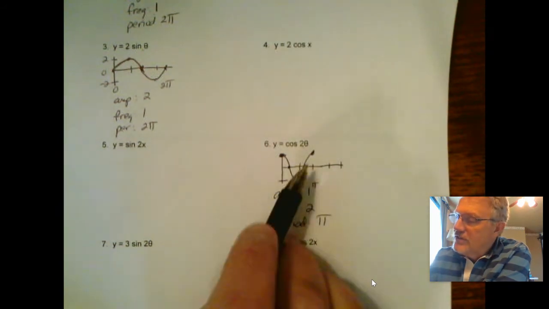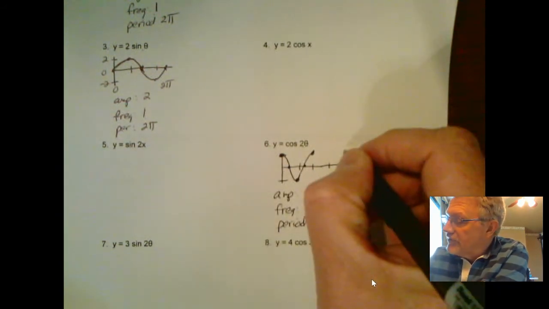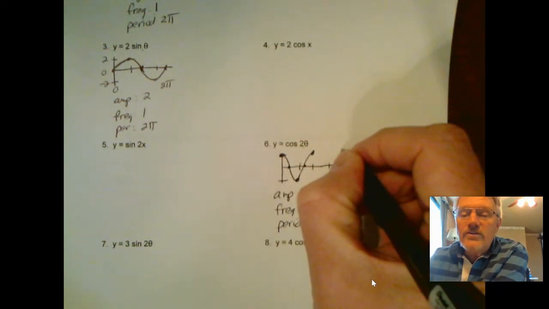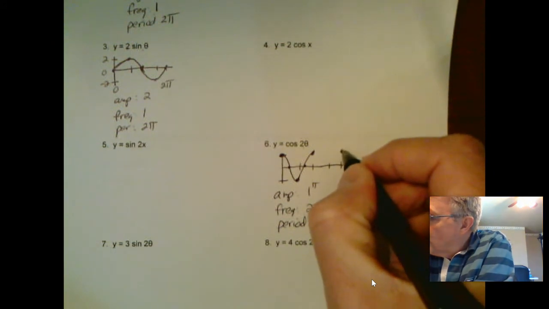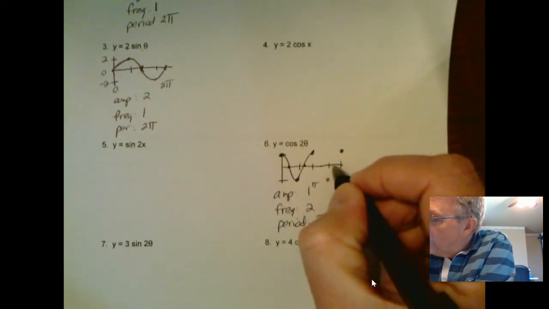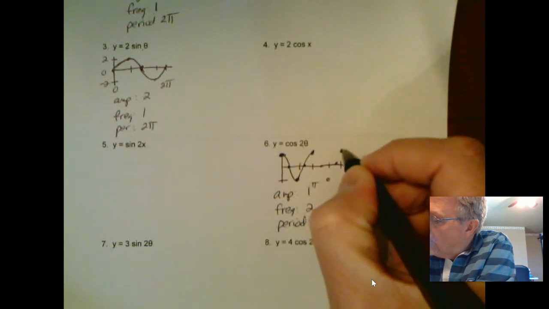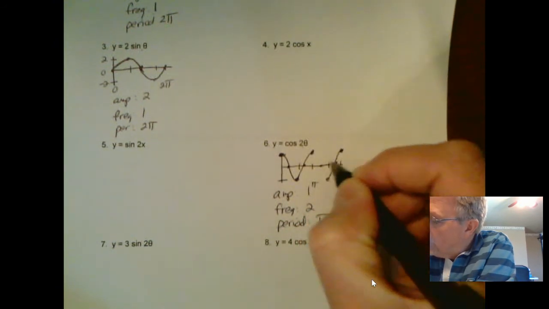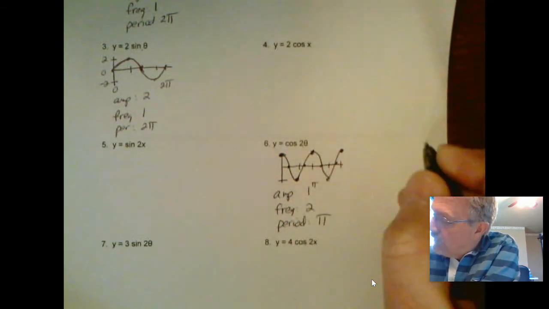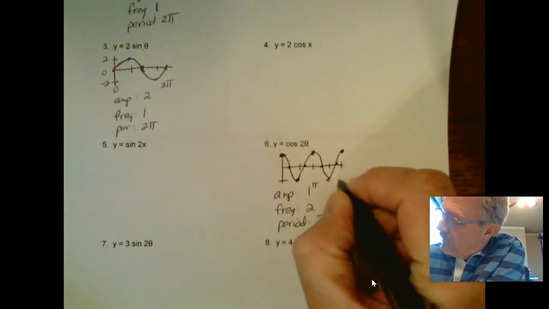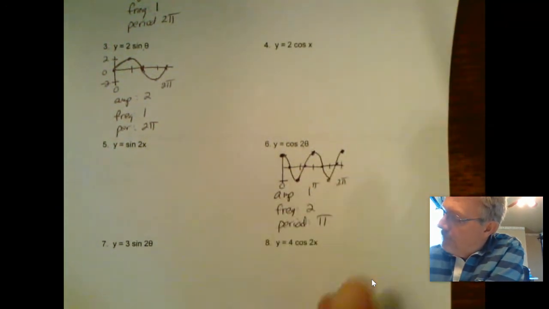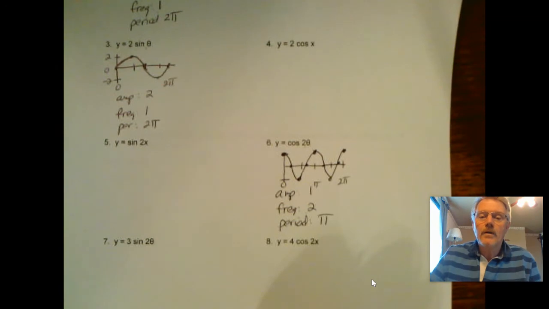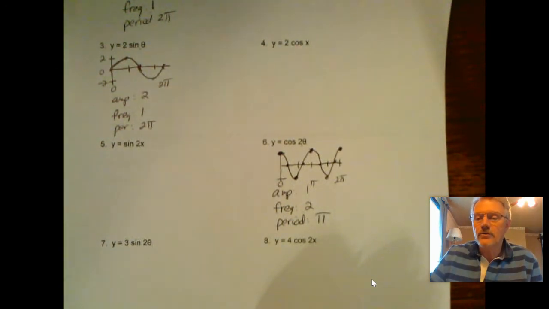All right, so I got to see 2 cycles. There's one of them. I'm just going to see another one. So I just duplicate what I just did between pi and 2 pi. All right, so y equals cosine 2 theta.